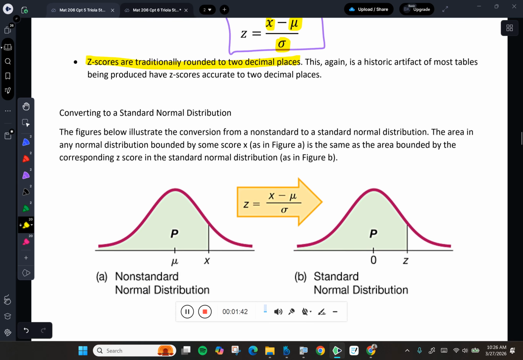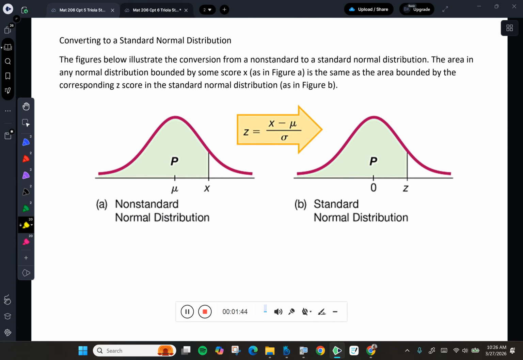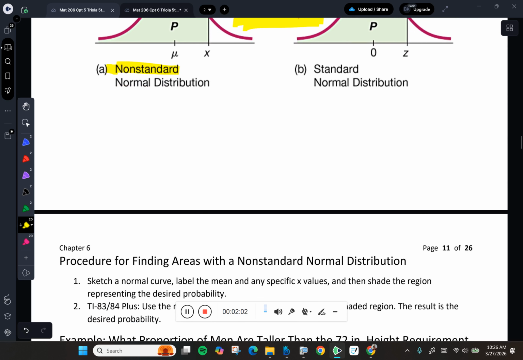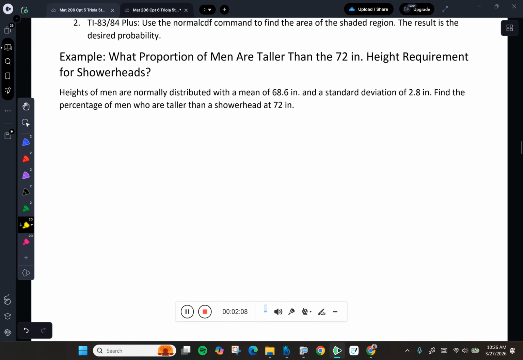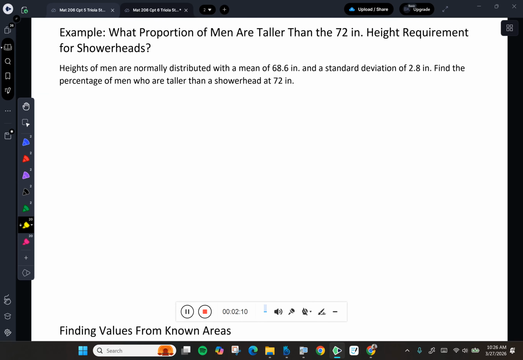So basically what's happening here is, for some reason, someone handed you a non-standard normal distribution. Non-standard doesn't mean bad. It just means the mean is not 0. And you want to turn it into a standard. Well, you can do that with this formula right here. I will show you a problem worked this way, and then we'll take a look at why and ask that question. All right, so what proportion of men are taller than the 72-inch height requirement for shower heads?